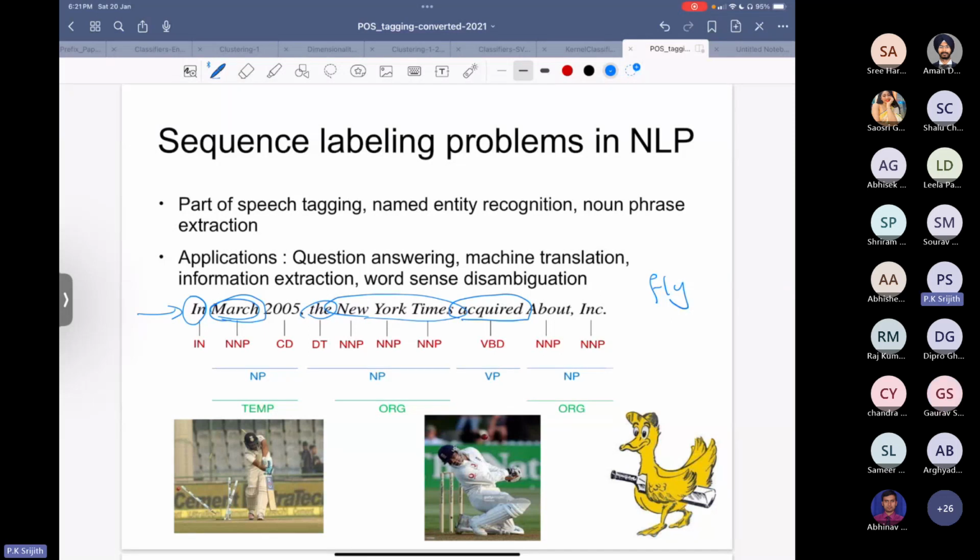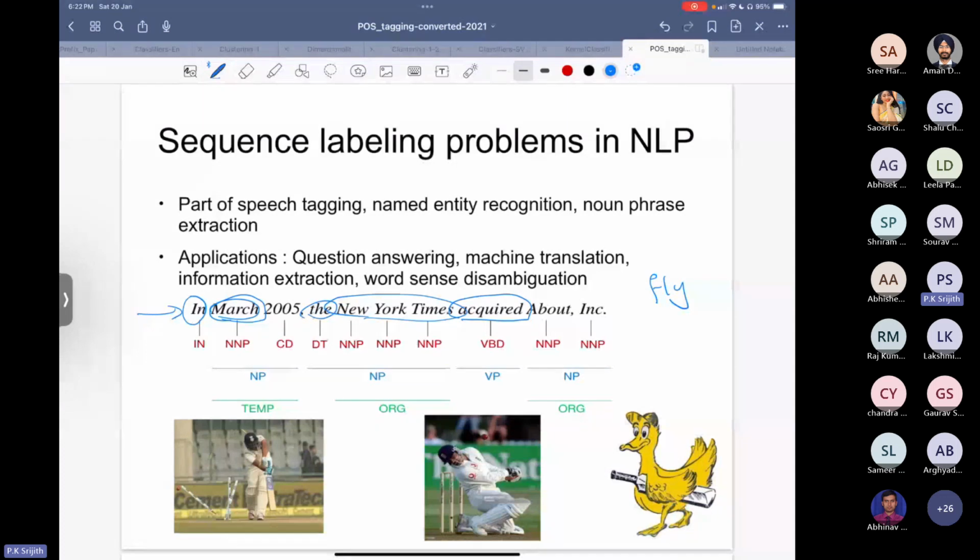So if you just look at fly, it may have multiple meanings. It can have a meaning corresponding to its noun part of speech, and a meaning corresponding to its verb part of speech. So if you can identify the part of speech of this word, then you can disambiguate different meanings of the word fly. This is known as word sense disambiguation. So this is one of the popular problems in NLP, the sequence labeling problem. We will see why it is called sequence labeling and not simply classification.